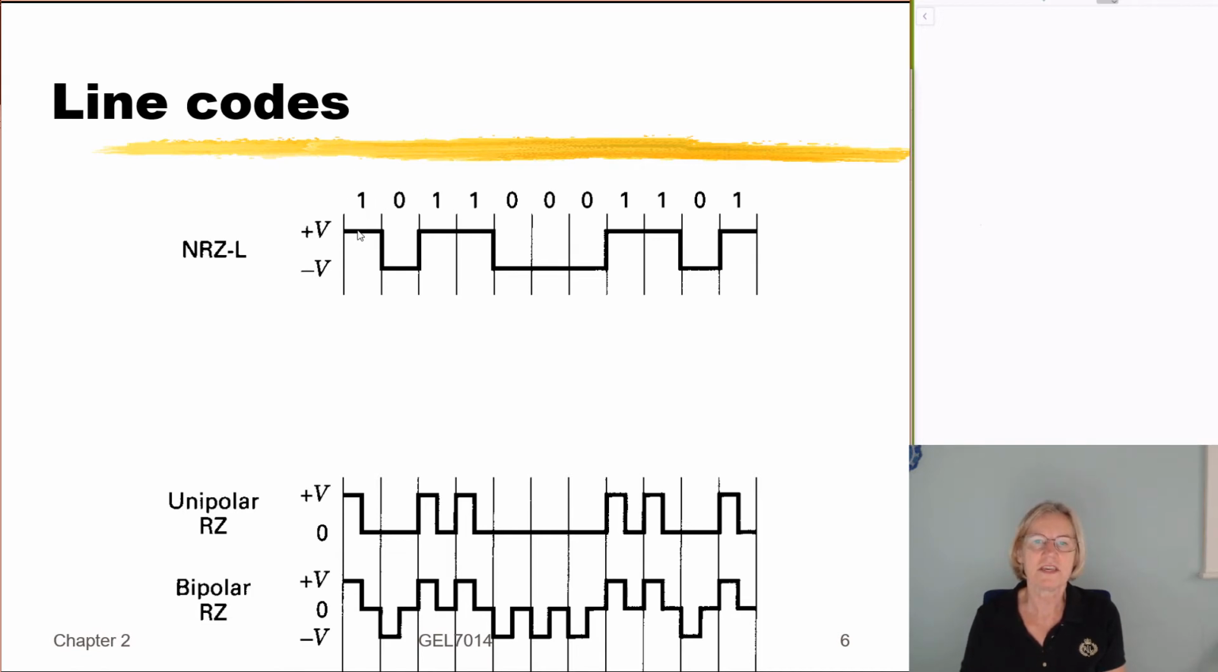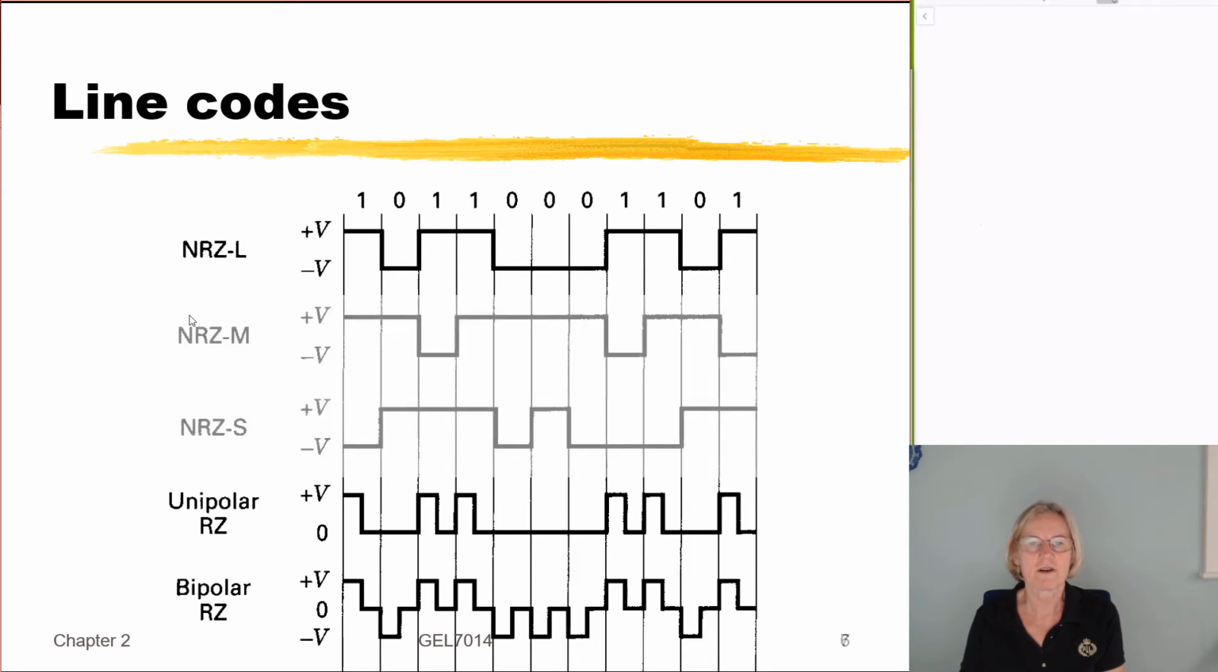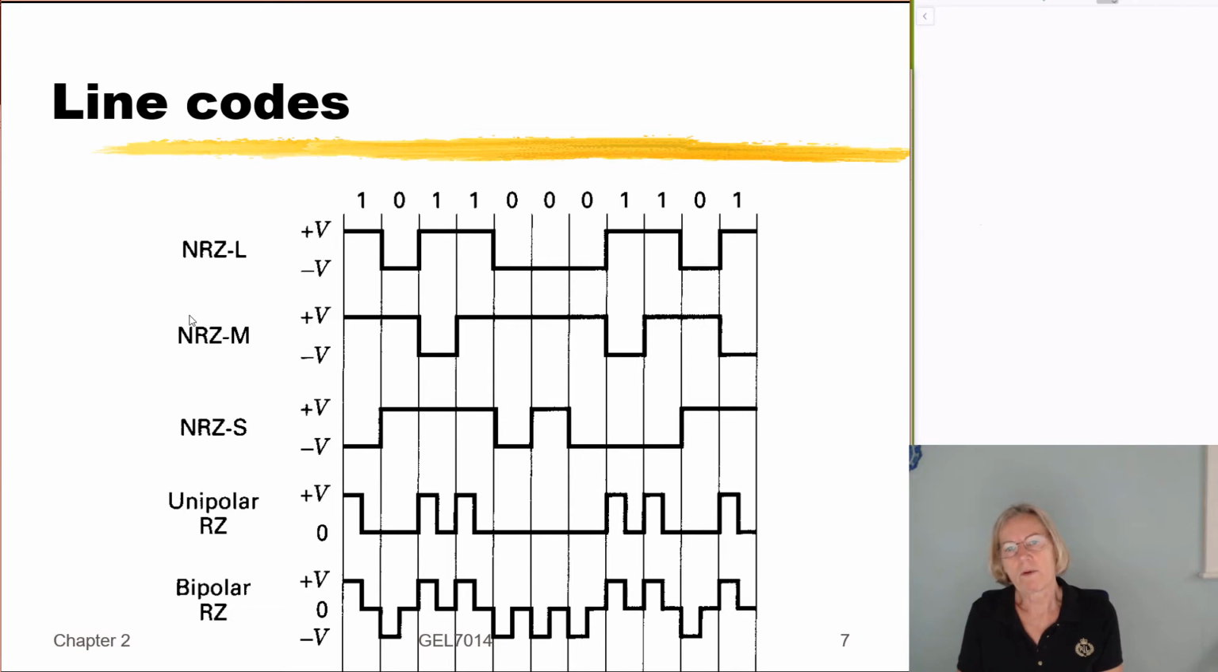Logical 1 plus V, logical 0 minus V, and there's no return to 0. Now there's a couple of varieties that I can use for NRZ, and it's described in the book. I won't go into them, but there is sort of like what a 1 or the 0 could be an indication of a transition or not a transition. So completely different way of looking at it.